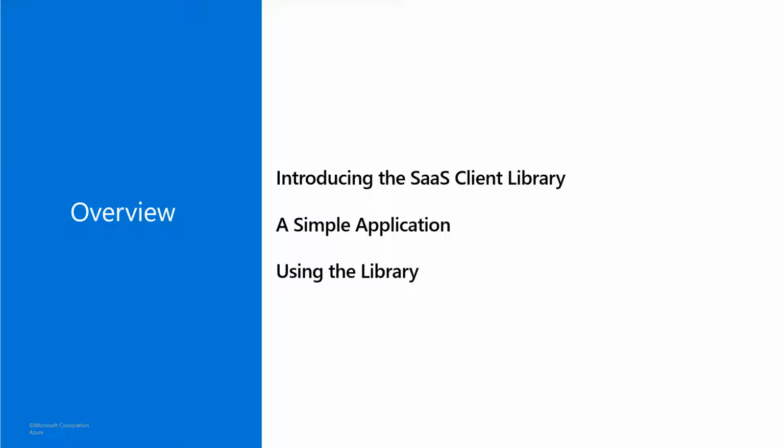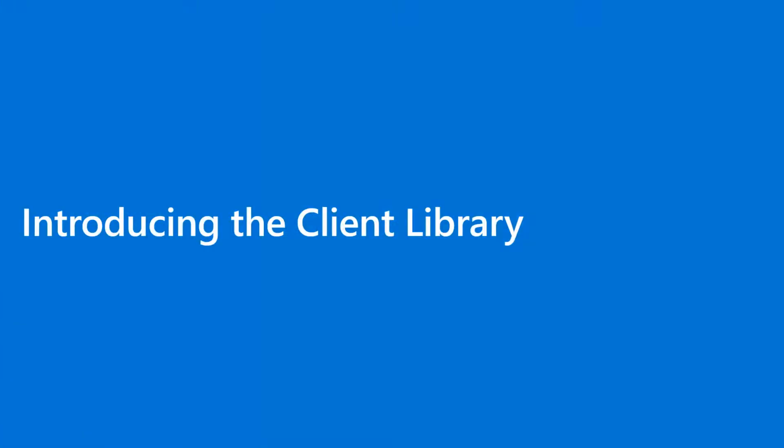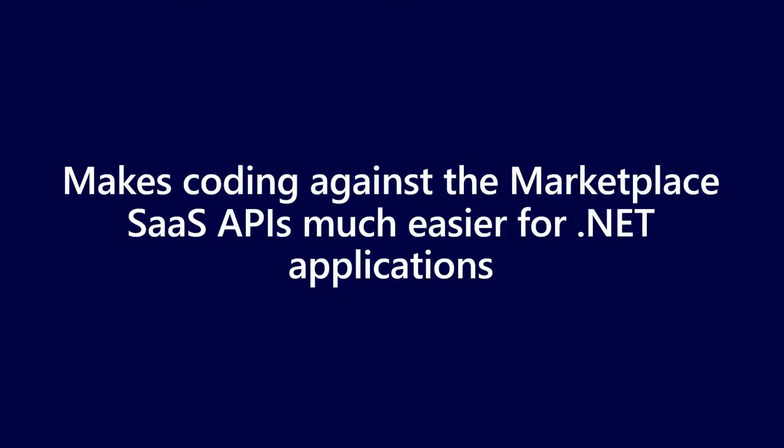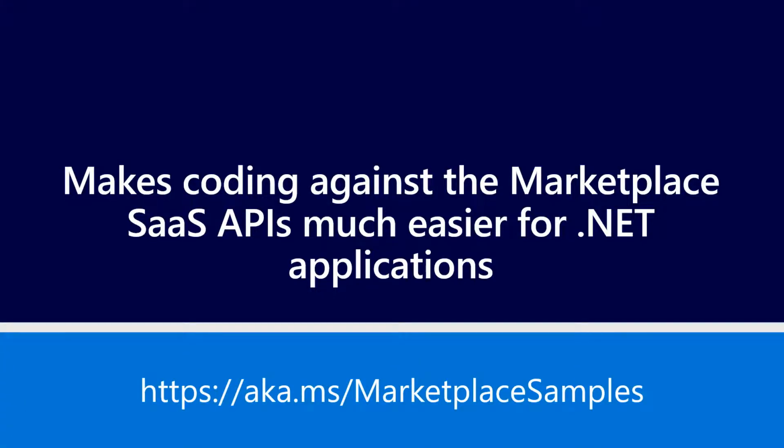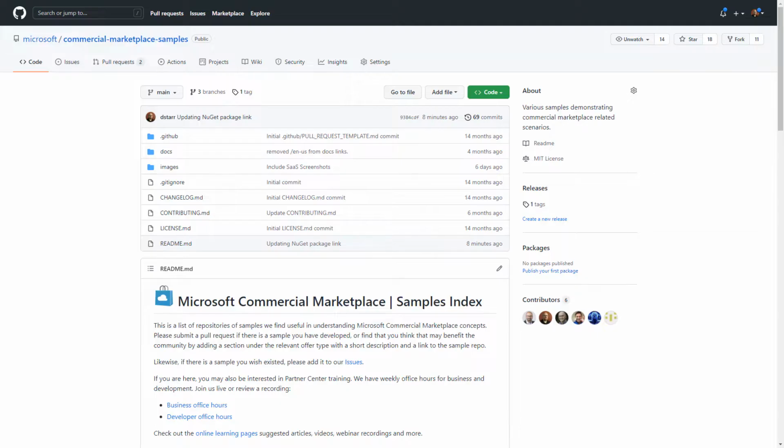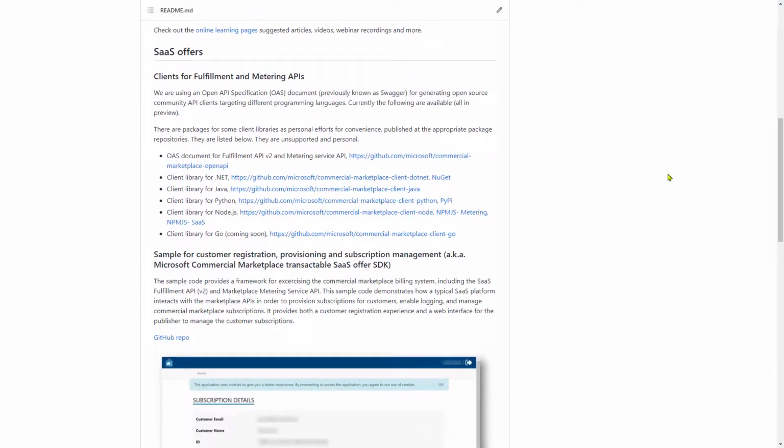So let's get going. Let's learn a little bit about this client library first. This client library makes coding against the marketplace SaaS APIs much easier for .NET applications. And we can find this client library always linked to from our marketplace samples repository. Let's go there now. Here we are at the commercial marketplace samples repository on GitHub. And the thing about this page is that it's going to be updated continuously with lots of resources and samples and things that can help you do your implementation of your marketplace offer much more quickly.